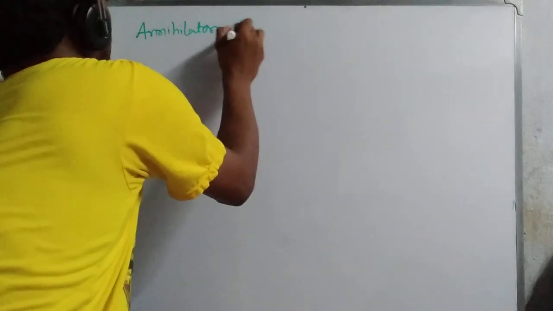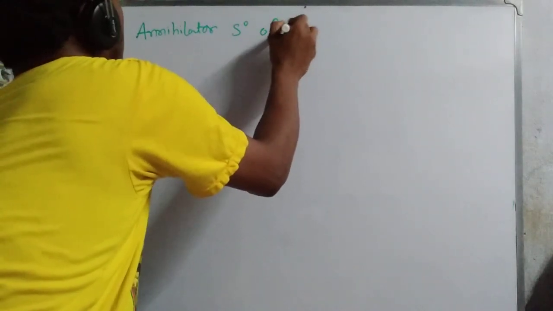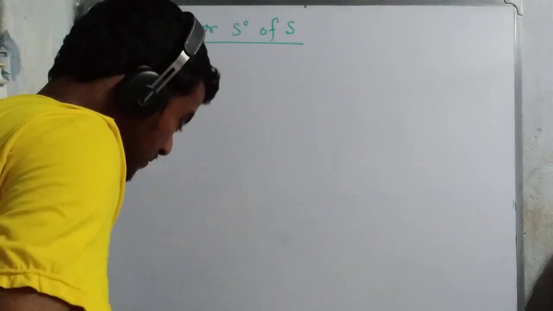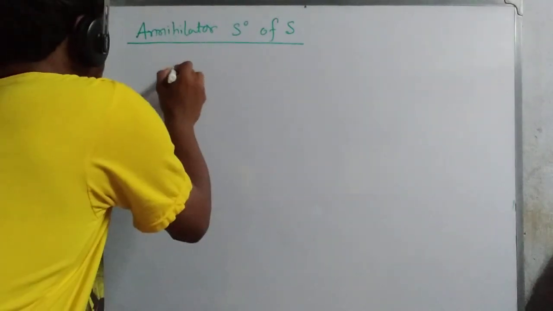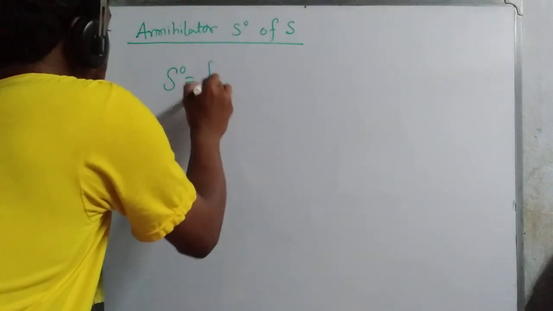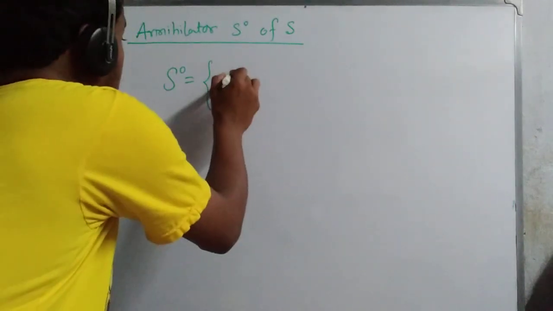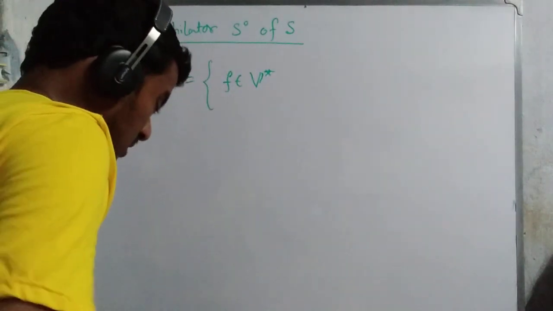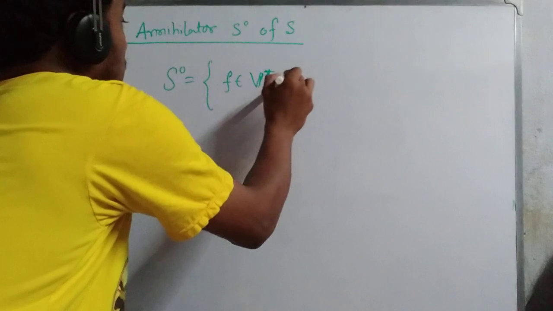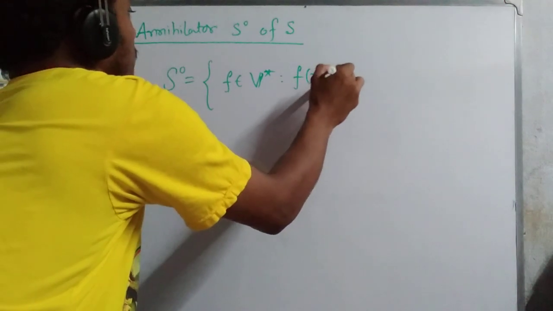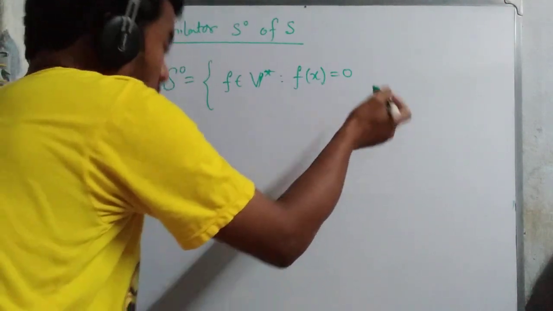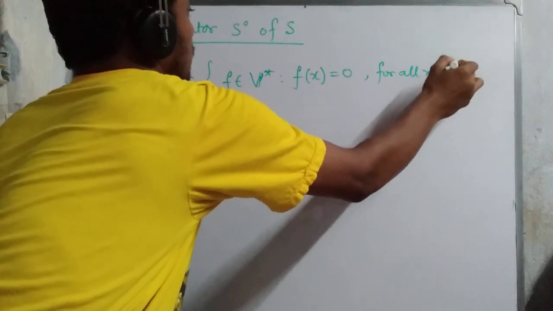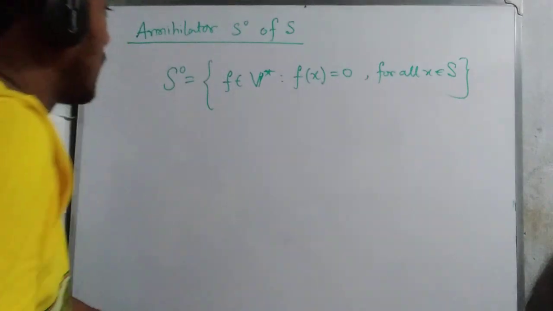The annihilator of S is the set of all f belonging to V star such that f(x) equals 0 for all x belonging to S. Understood?